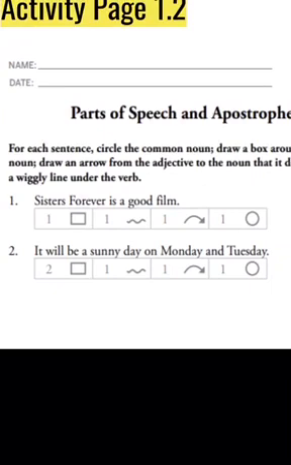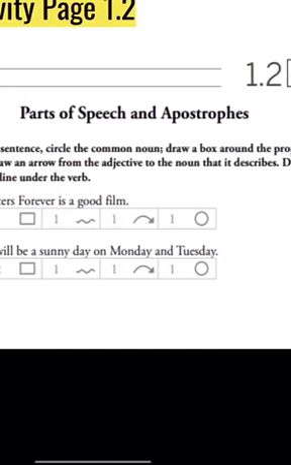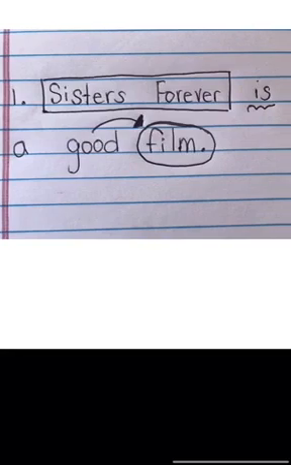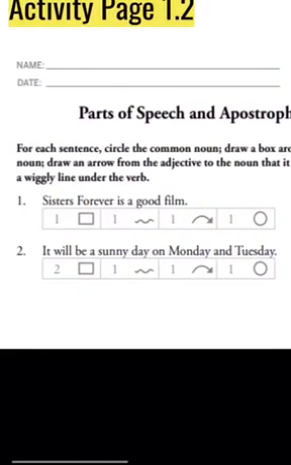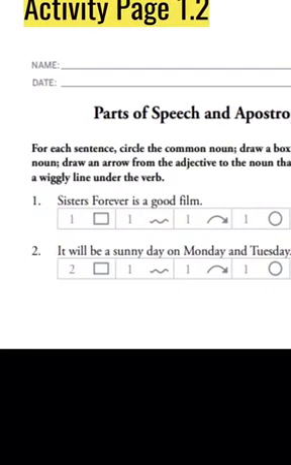So let's start with the box, which means we're looking for our proper noun. Sisters Forever is a good film. What is the proper noun? If you said Sisters Forever, you are correct. That is the proper noun. That is the name of the film. So you're going to draw a box around Sisters Forever. It looks like that.